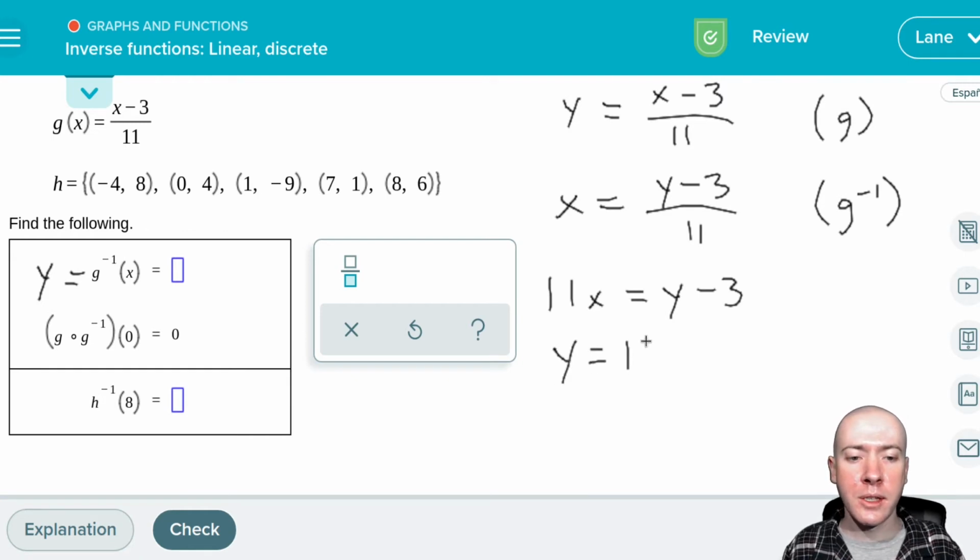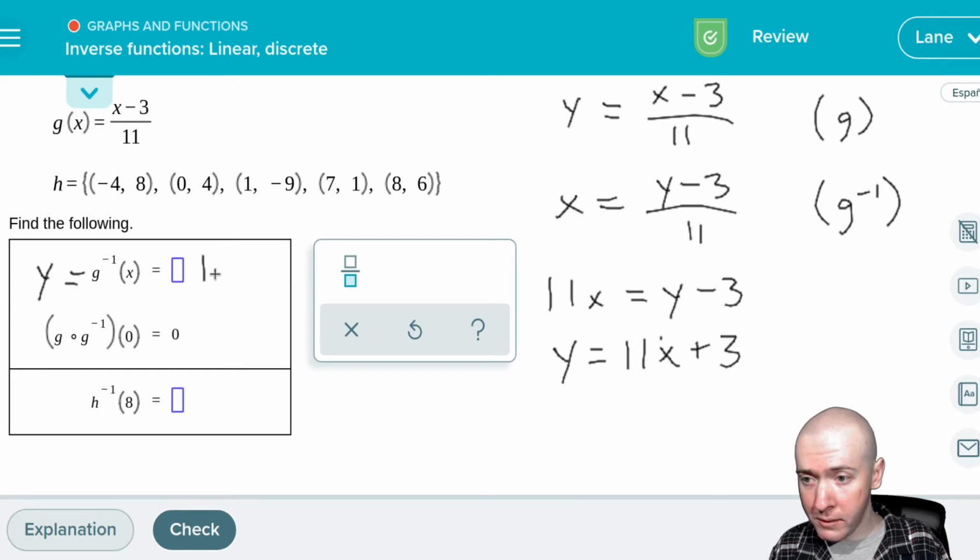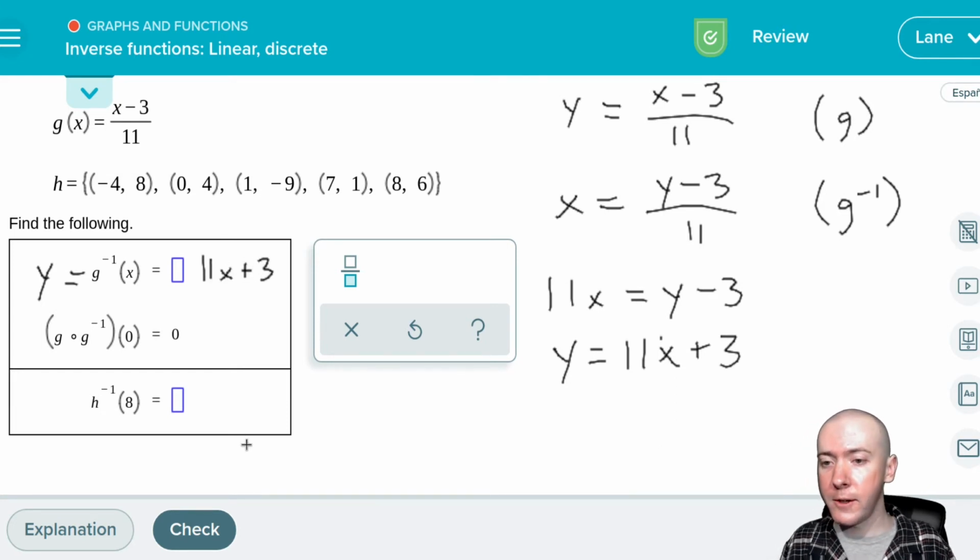y equals 11x plus 3. And that is the inverse function for g. 11x plus 3 is going to go right here.